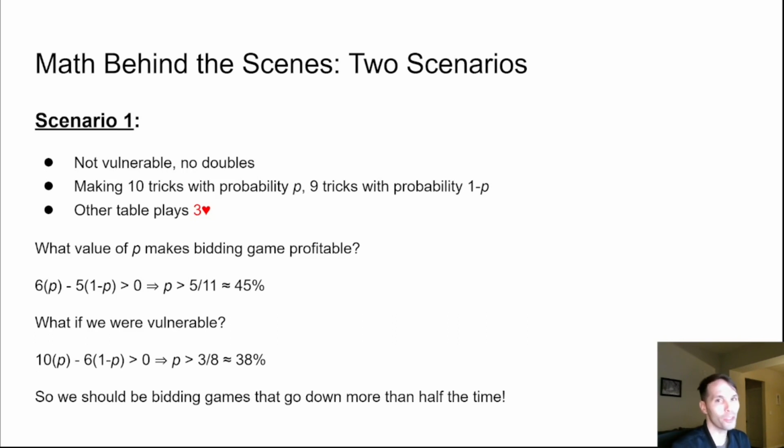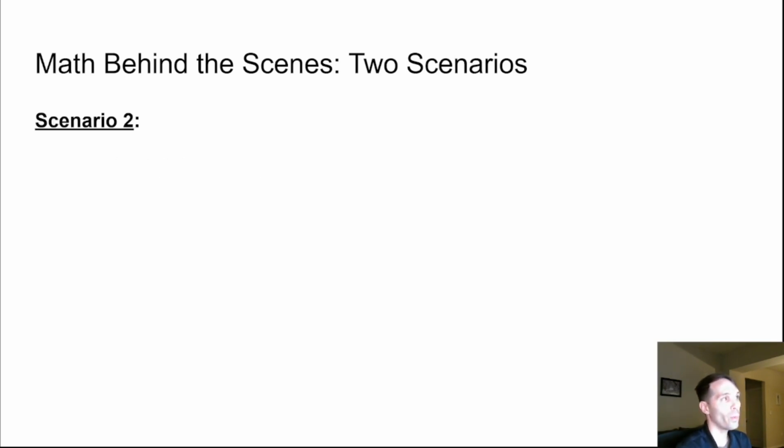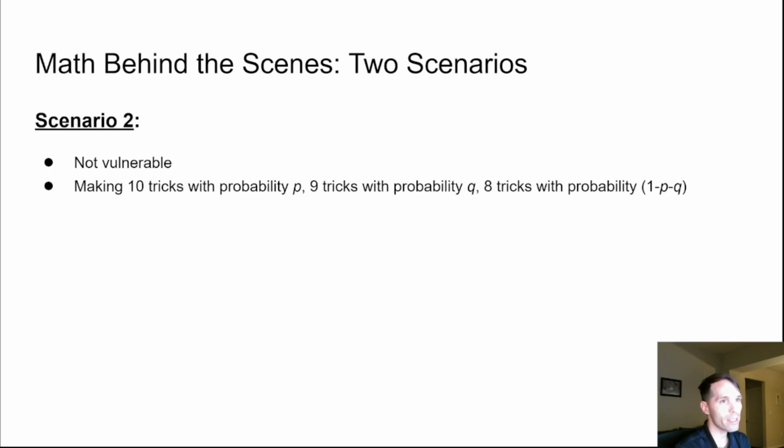But you might argue, okay, that's a very simple scenario. Sometimes the opponents double us. What's the difference? Well, taking a look at the second scenario that I've laid out, we'll start out with not vulnerable once again. This time, we're going to assume that there are possibilities of taking 10, 9, or even 8 tricks. You know, bad splits could happen, a couple of finesses could lose, something like that. So 10 tricks we're going to make with probability P again. 9 tricks this time we'll make with probability Q. And 8 tricks we're going to take the rest of the time, so probability 1 minus P minus Q.